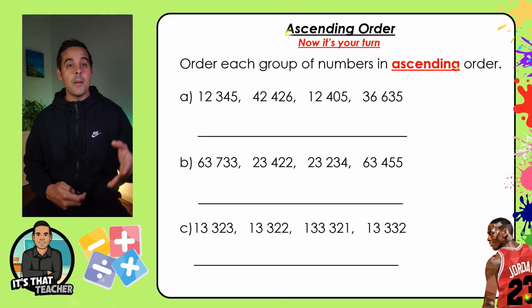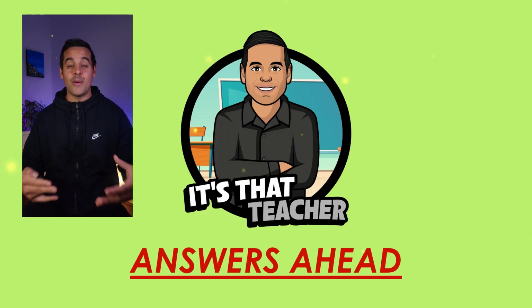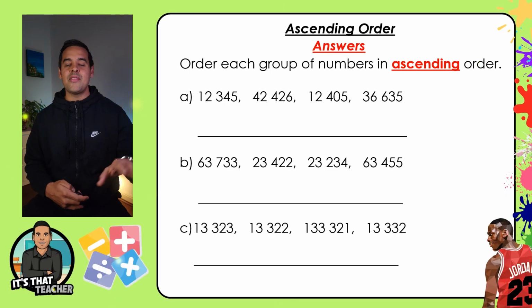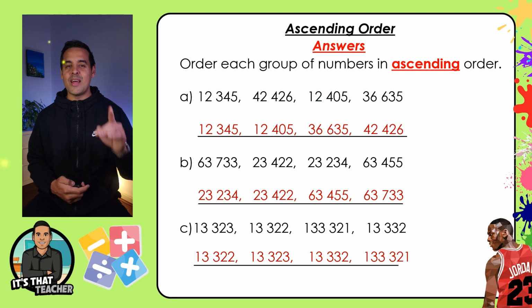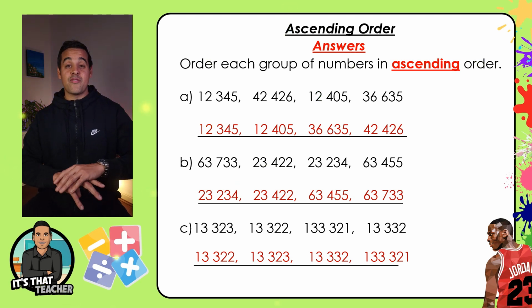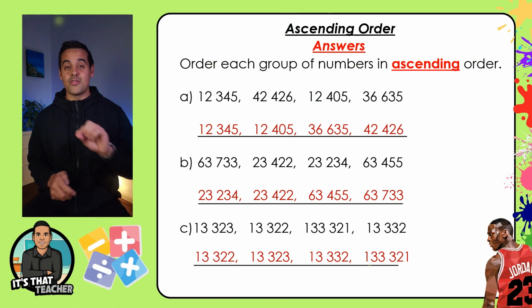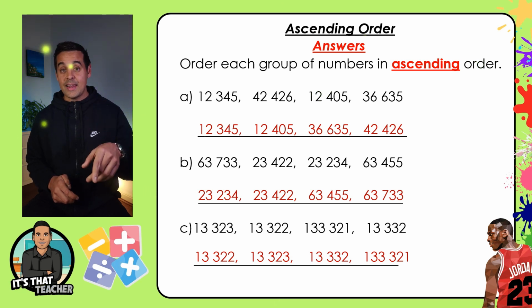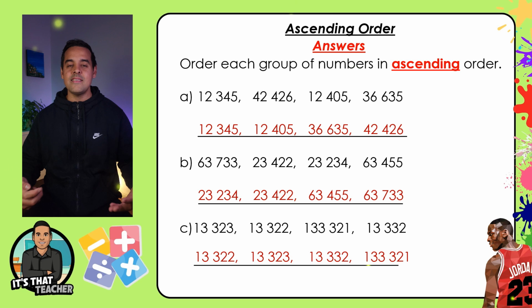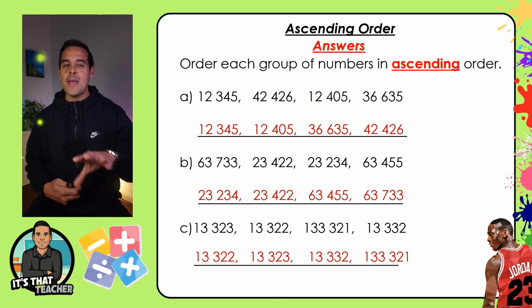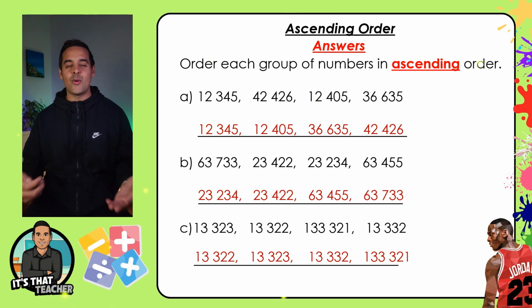So I'm about to show you the answers for your questions. So here are the answers for the questions that I gave you. Now, hopefully, I already know that you would have nailed those questions by following that simple method of crossing off a number lightly, neatly, and putting it below. So hopefully you found a bit of success, and hopefully now you're way more confident with ascending order questions.